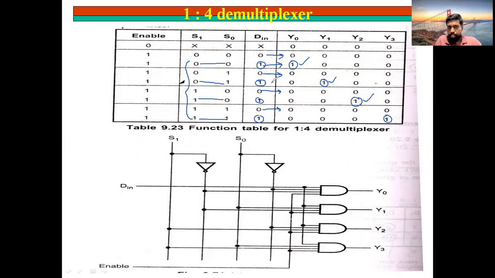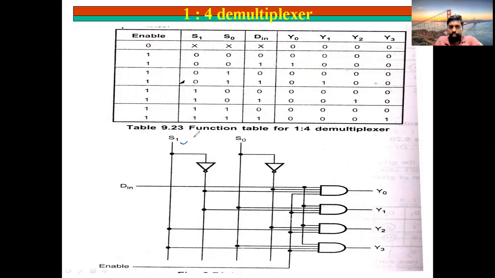So for the first combination, the input travels and is seen at the first output. For the second combination, the input is seen at the second output line. For the third condition, it is seen at the third output line. And for the fourth one, it is seen at the fourth output line. So like that, one among 2 power n outputs will be selected based upon the value of n.